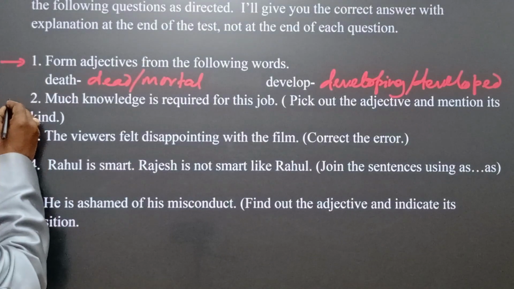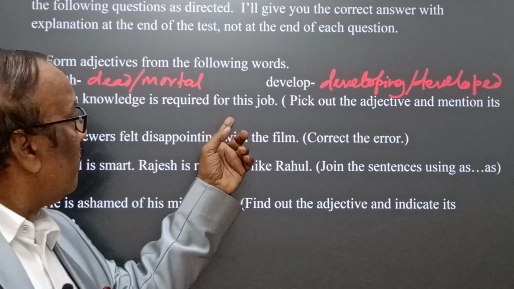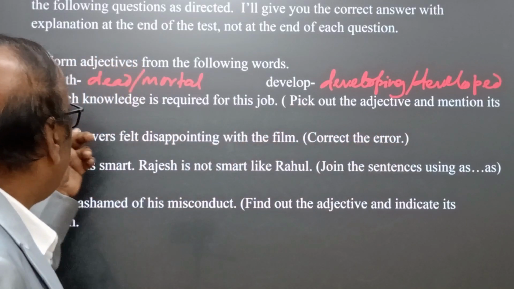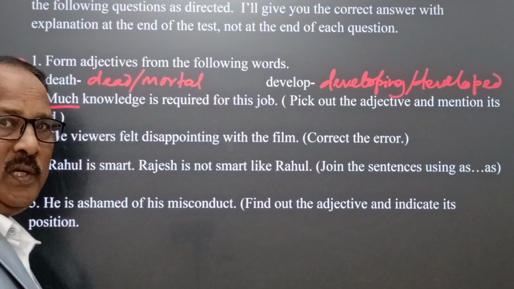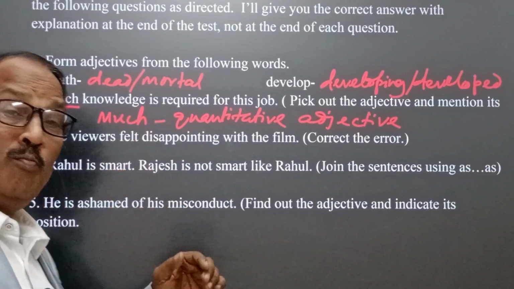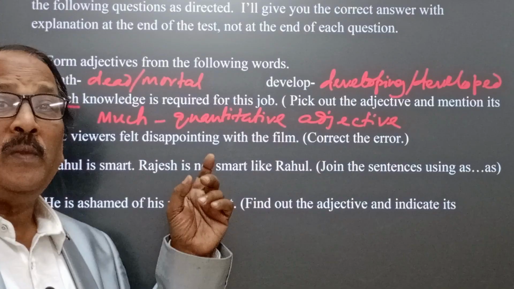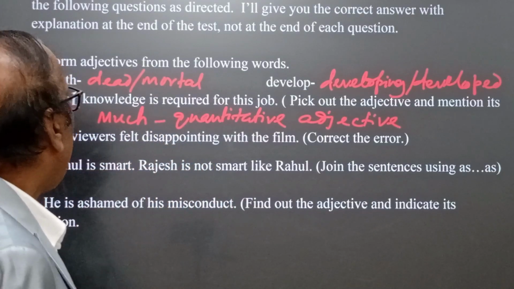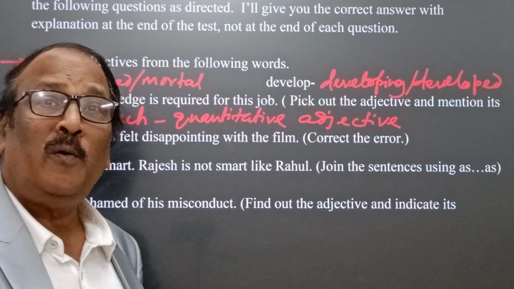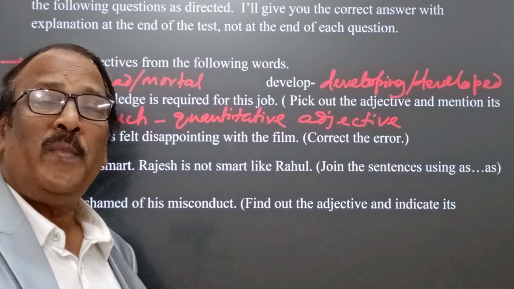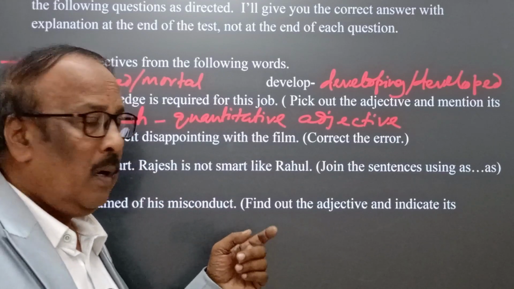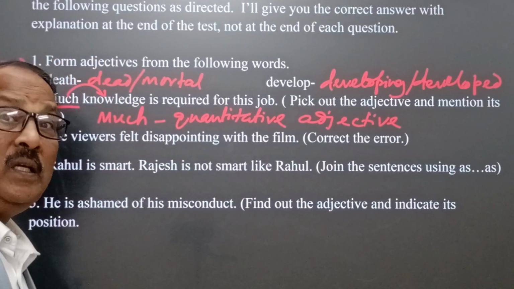Question number 2. Much knowledge is required for this job. The instruction is pick out the adjective and mention its kind. Much is the adjective and it is a quantitative adjective. Because much expresses quantity, therefore much is a quantitative adjective of knowledge. Knowledge is an uncountable noun, and many, much, some, any, a lot of, lots of, these are quantitative adjectives. And here much qualifies knowledge.